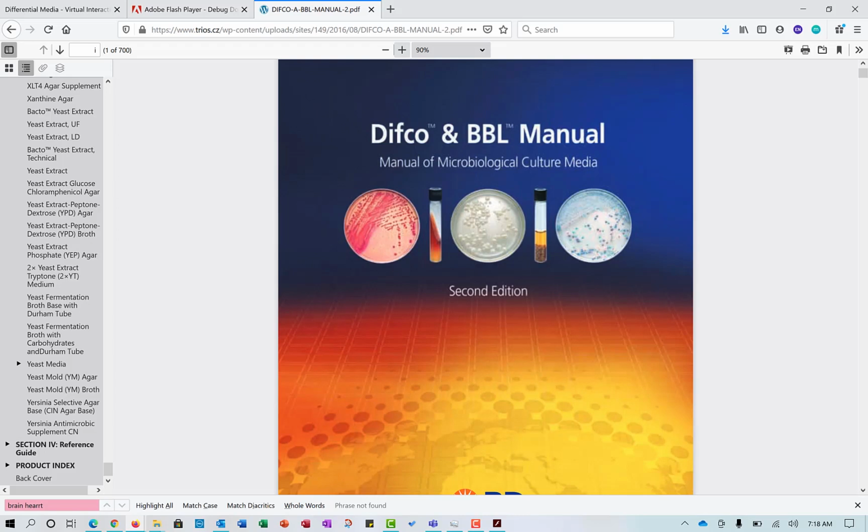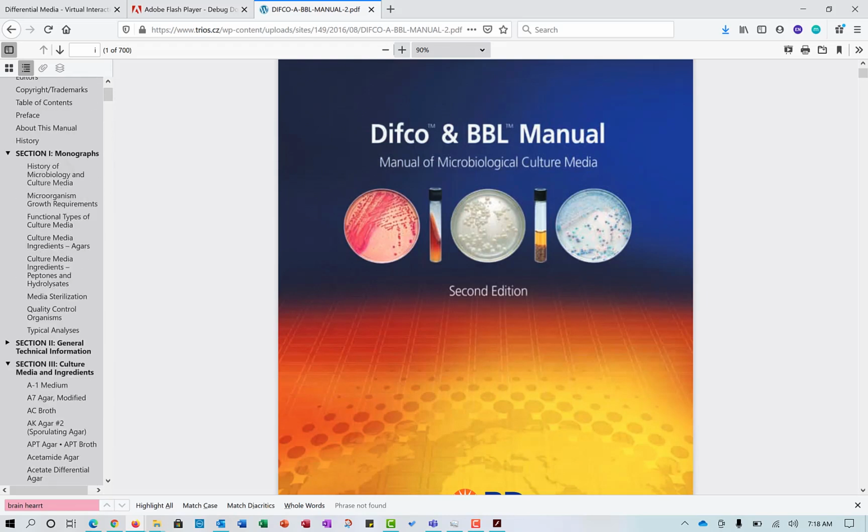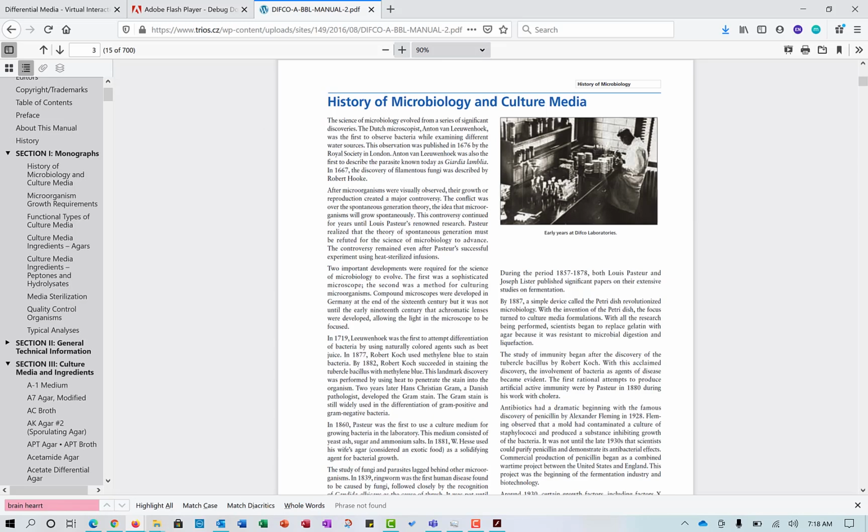You can see that there's a lot of really great information as well. For example, the history of microbiology and the culture media. There's great information about how it all happened. For example, when they started to use agar in Koch's lab in Berlin, instead of using another reagent that would liquefy more easily at 37 degrees. So it's really fascinating history.